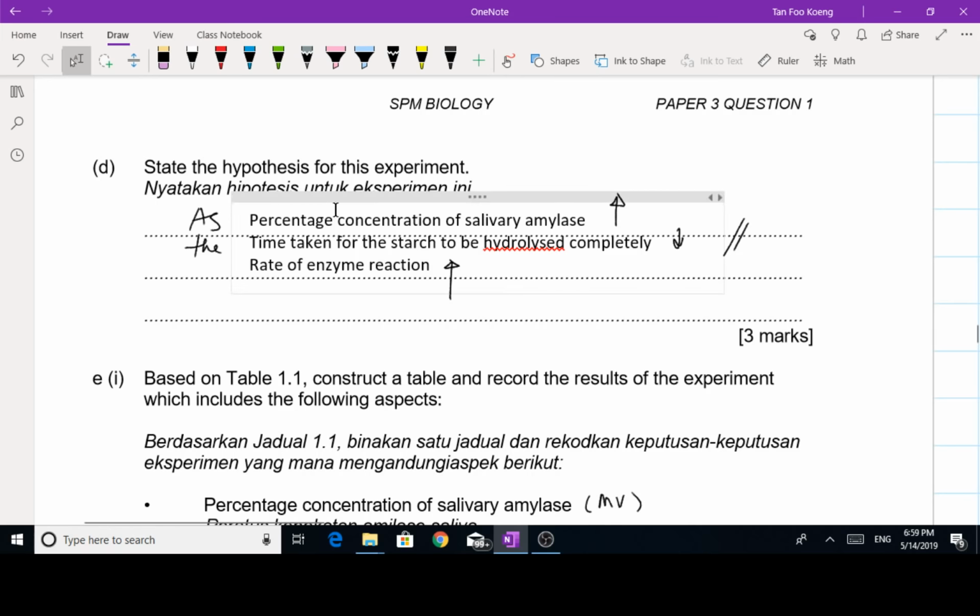Since the MV, the percentage concentration of the salivary amylase, can be measured, I'm going to use the first template. As the percentage concentration of salivary amylase increases, the time taken for the starch to be hydrolyzed completely decreases. Okay, done. Straight away you get 3 marks. Or you can write this way. As the percentage concentration of salivary amylase increases, then the rate of enzymatic reaction increases. Now, both also give you 3 marks.